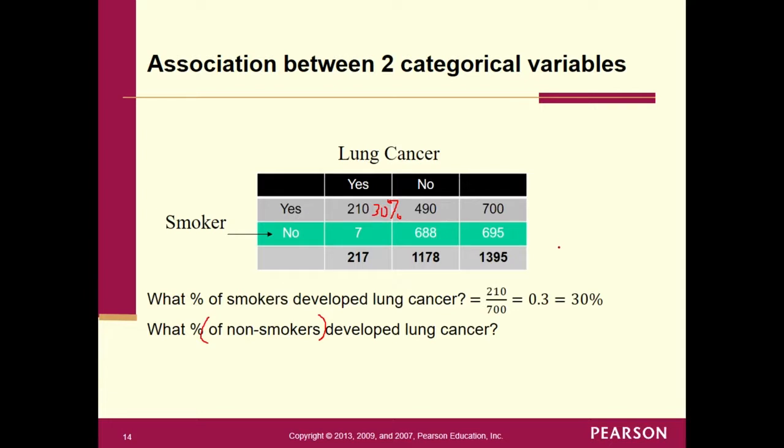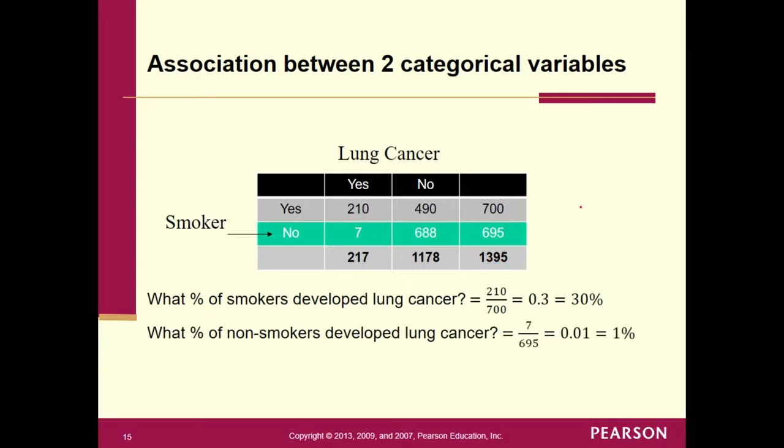All right. And so we're not interested in the 700 anymore to answer this question. Certainly not the 1395, but what? The 695. So out of that group of 695, how many develop lung cancer? 7. So we would have 7 divided by 695, and that's roughly 1%. So we now know that this is 30% here, and this is 1%.